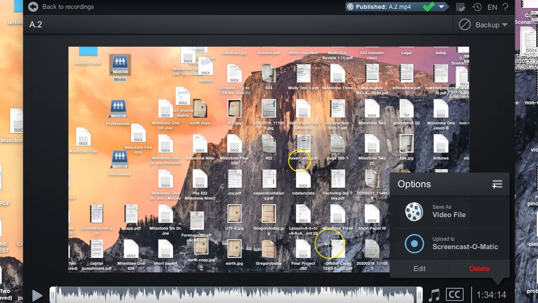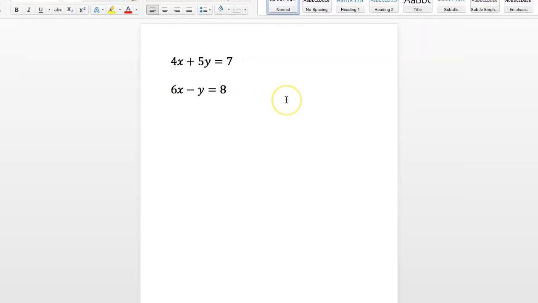And I'll continue with section 3.1. Maybe try to move into 3.2 if I'm able. We'll see. So let's look at this problem.